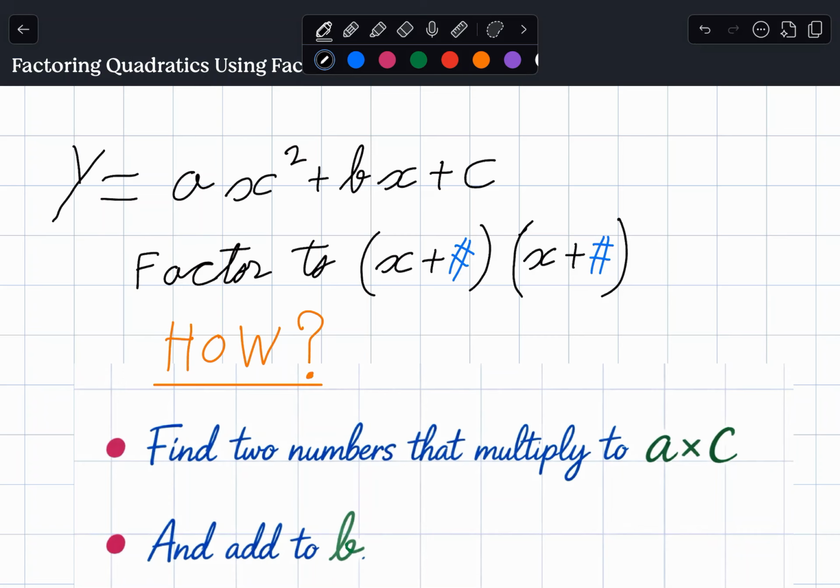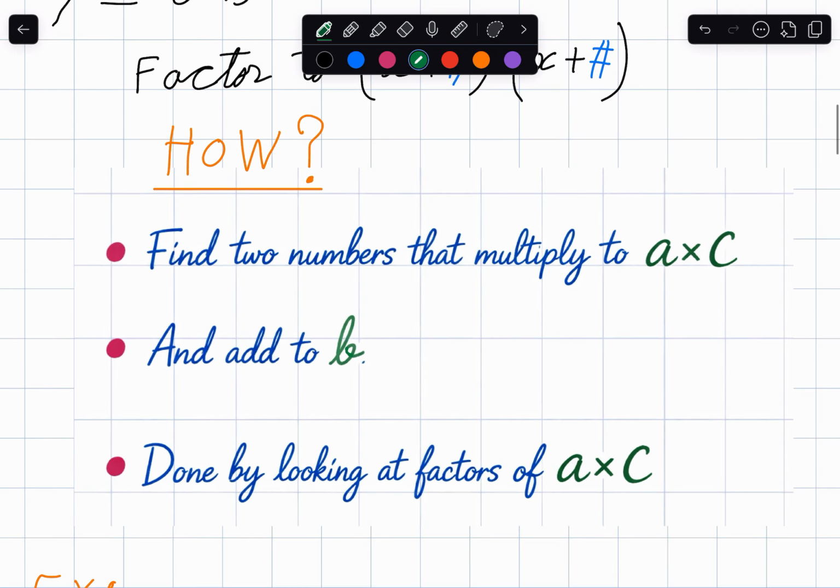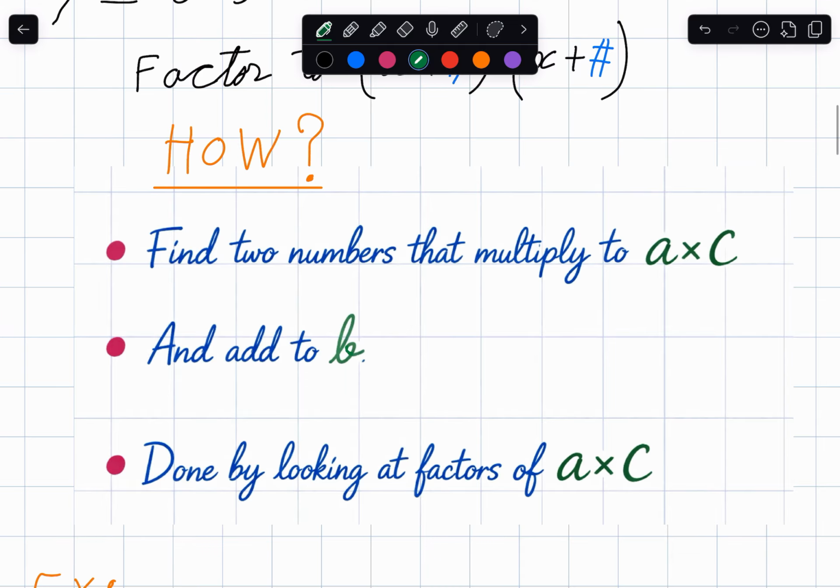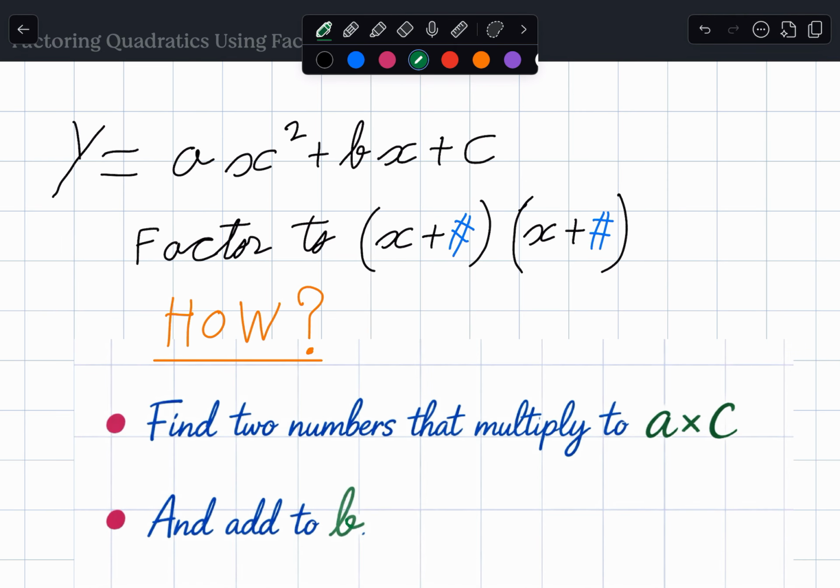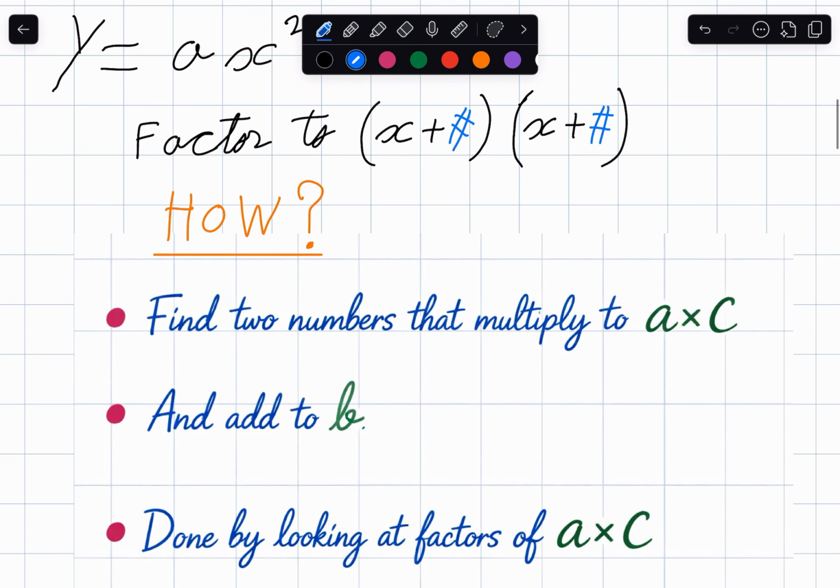Today we will talk about how to factor a quadratic equation into two simple brackets. To achieve this, we will do three steps. We must find two numbers that multiply to AC, so A times C, and at the same time add up to B. This is done by looking at factors of AC.